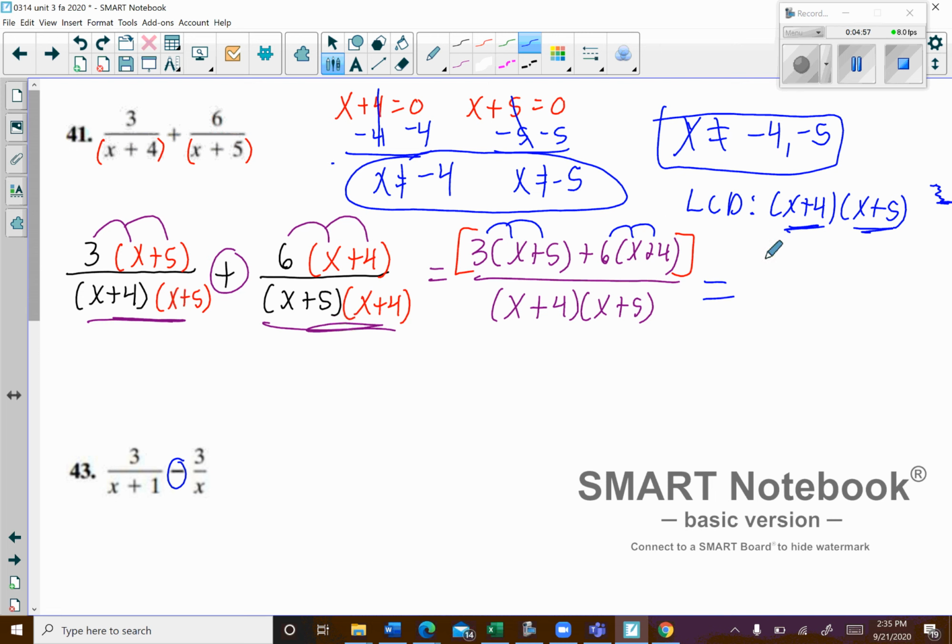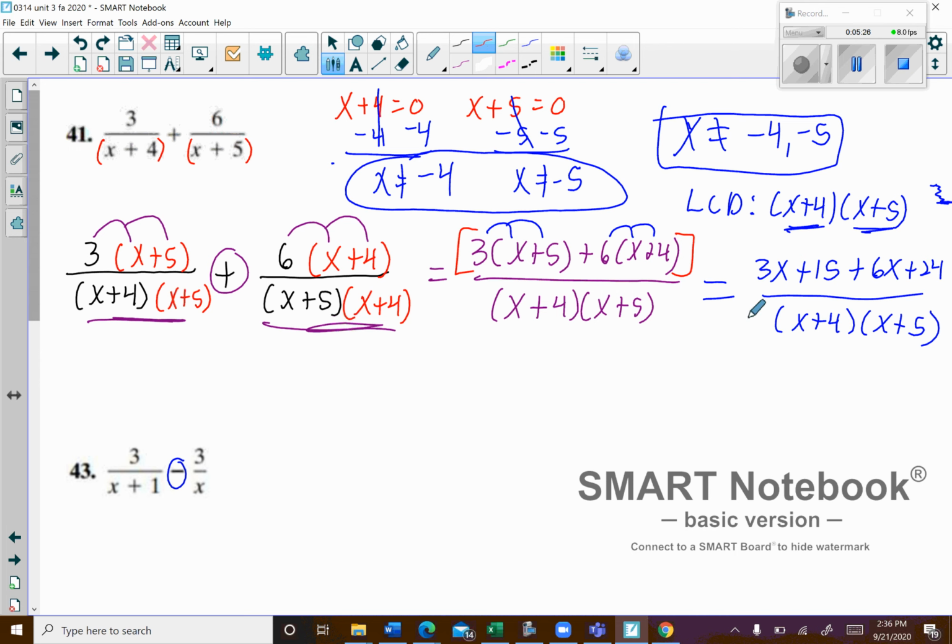So let's see, we'll go ahead and distribute the 3. That'll be 3x plus 15. Distribute the positive 6, so that'll be a 6x, and then plus 24. And then that will all be over my x plus 4 and my x plus 5. Then on top, I do have some like terms that we can combine, and then we'll see if there's anything else I can do, which I might be able to.